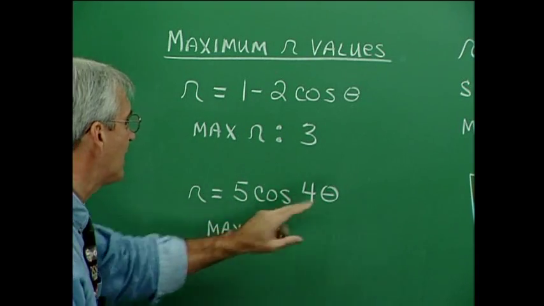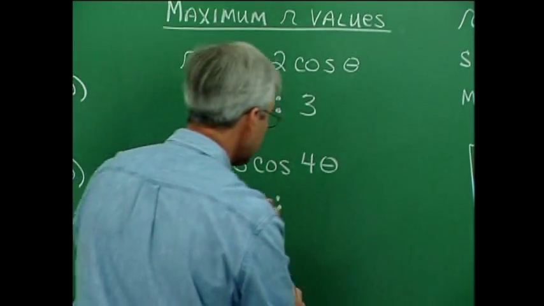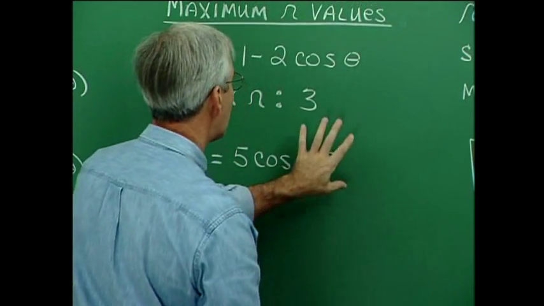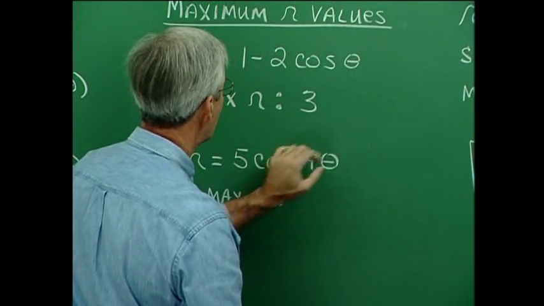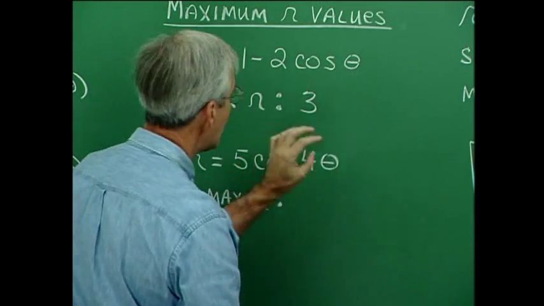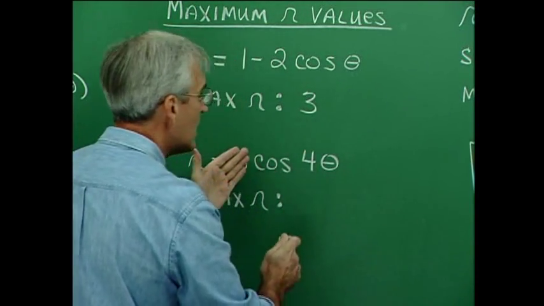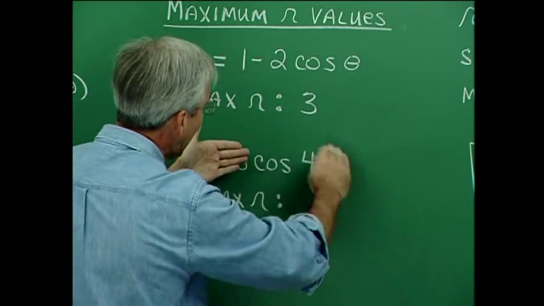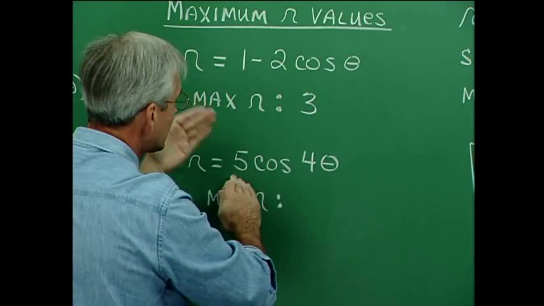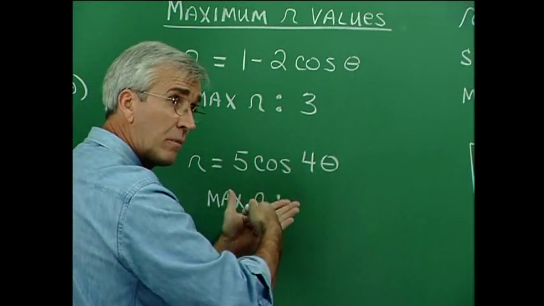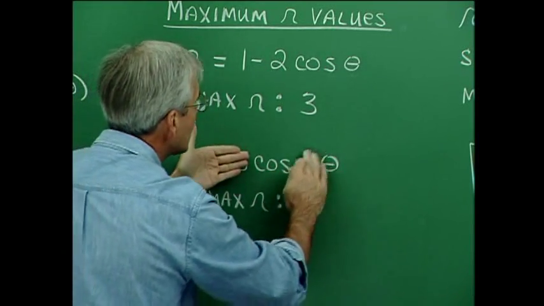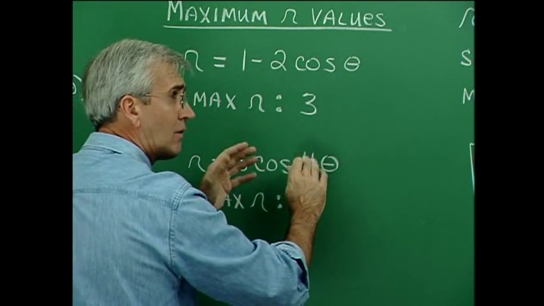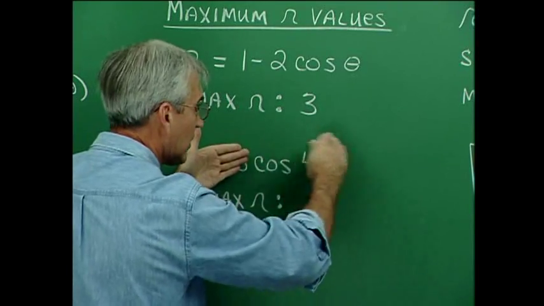For 5 cosine 4 theta, well, let's see. Now don't let the 4 idea scare you. It's just 4 times some angle. It's just a bunch of angles that we're taking the cosine of. But the cosine of angles, no matter how we describe them, change from -1 to 1. So if this value turns out to be -1, 5 times -1 is -5, distance from the pole 5. If this angle is such that the cosine takes its greatest value, that would be 1.